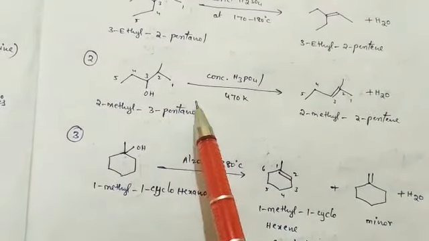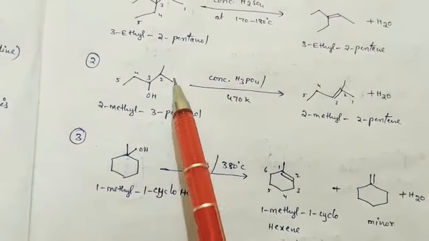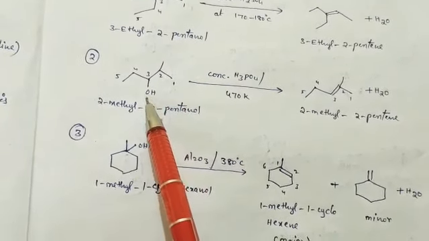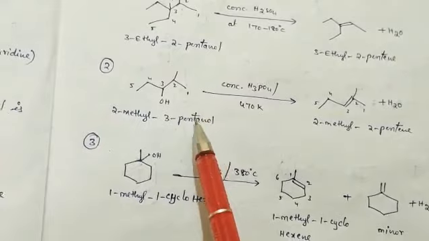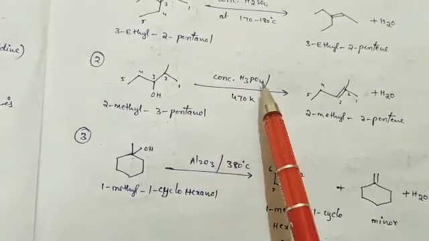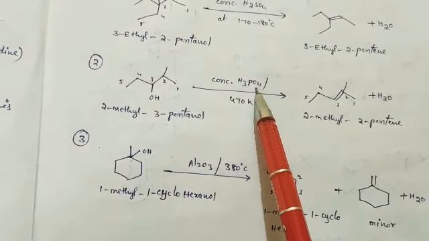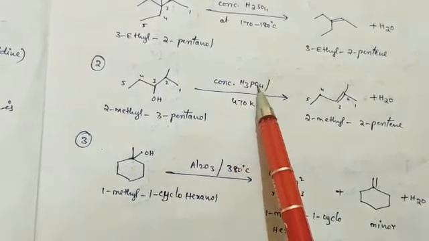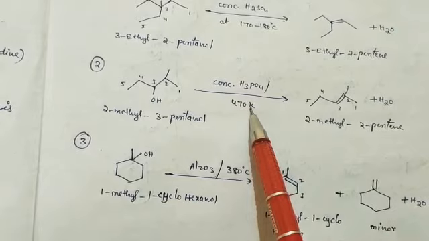Now let us see one more. 2-methyl 3-pentanol. Here on the second carbon there is CH3, that is 2-methyl, and OH is on the third carbon, 3-pentanol. For this we are adding H3PO4 at 470 Kelvin. If we take this reagent, at this temperature it does dehydration.